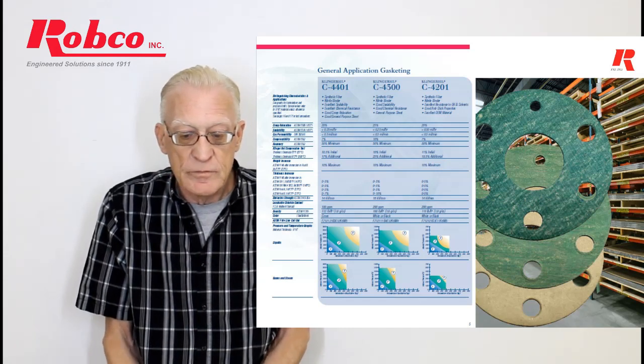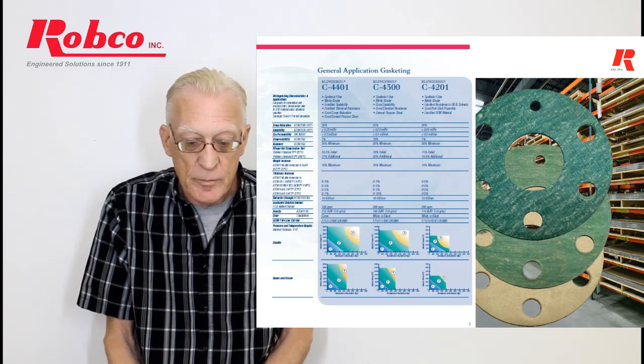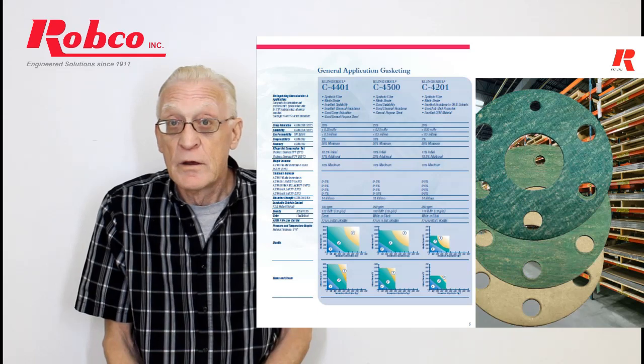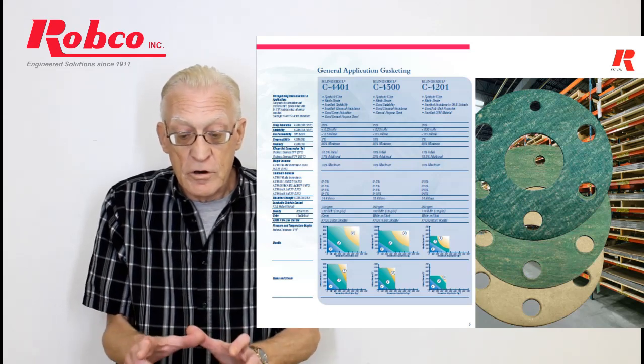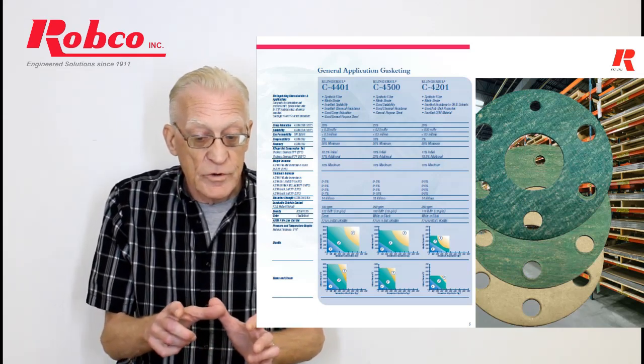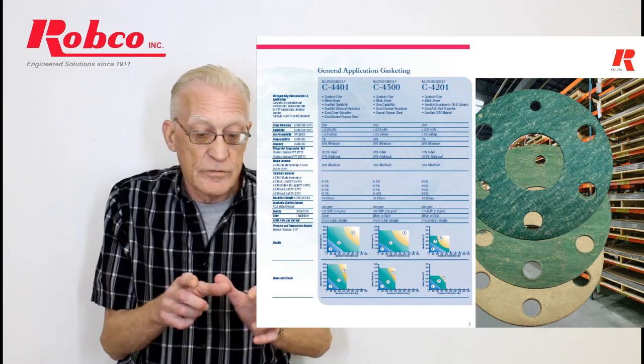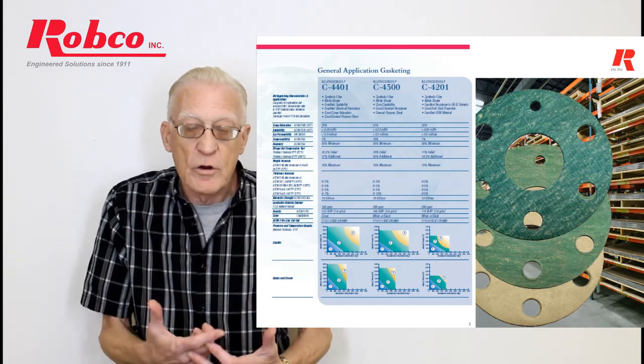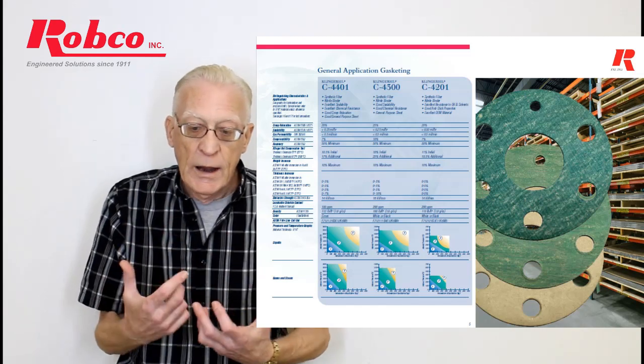Creep relaxation, compressibilities and recoveries, sealabilities are there. Your pressure and temperature curves are very important when you take a look at those curves, because we don't have fillers or as much clay, if you want to call it, in the 4401. It's a higher quality sheet, longer fibers.